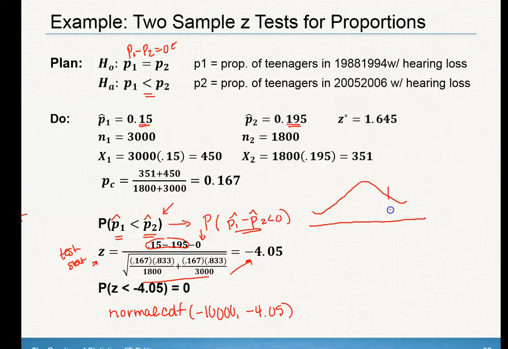Your critical z-score is 1.645. And what is our test statistic Z? Well, it was negative 4.05, so that's pretty low. So that's going to be in our rejection region.